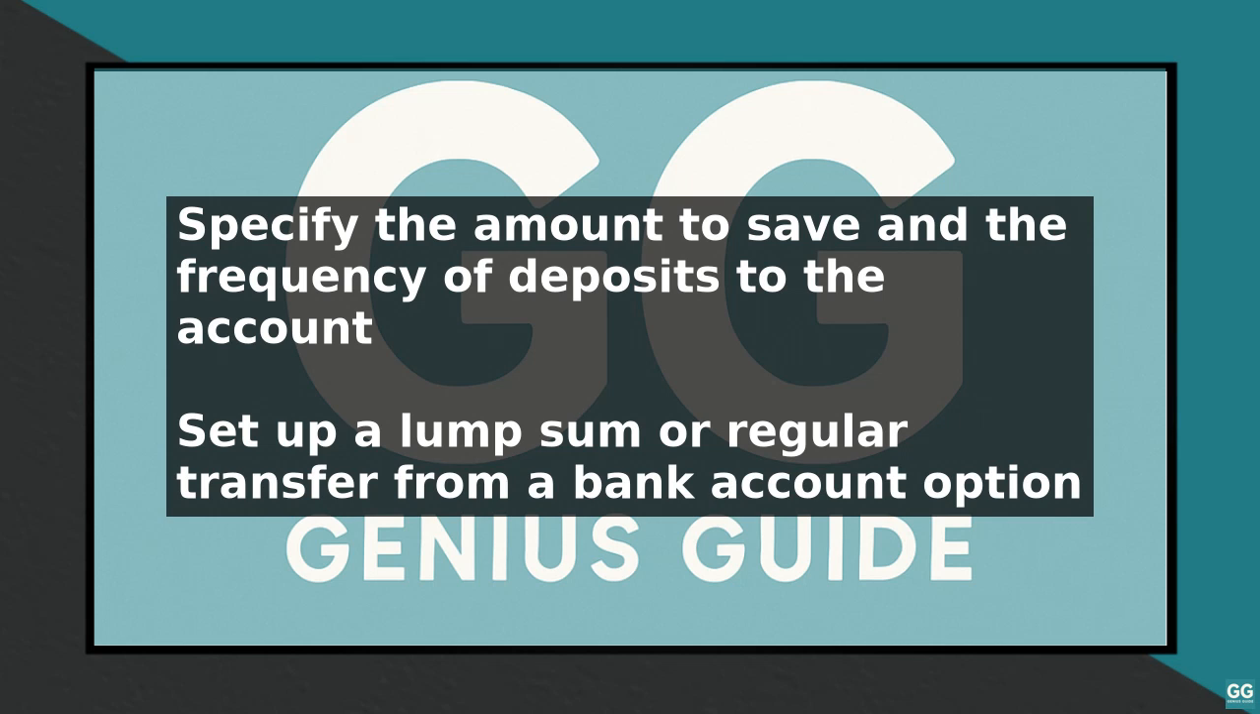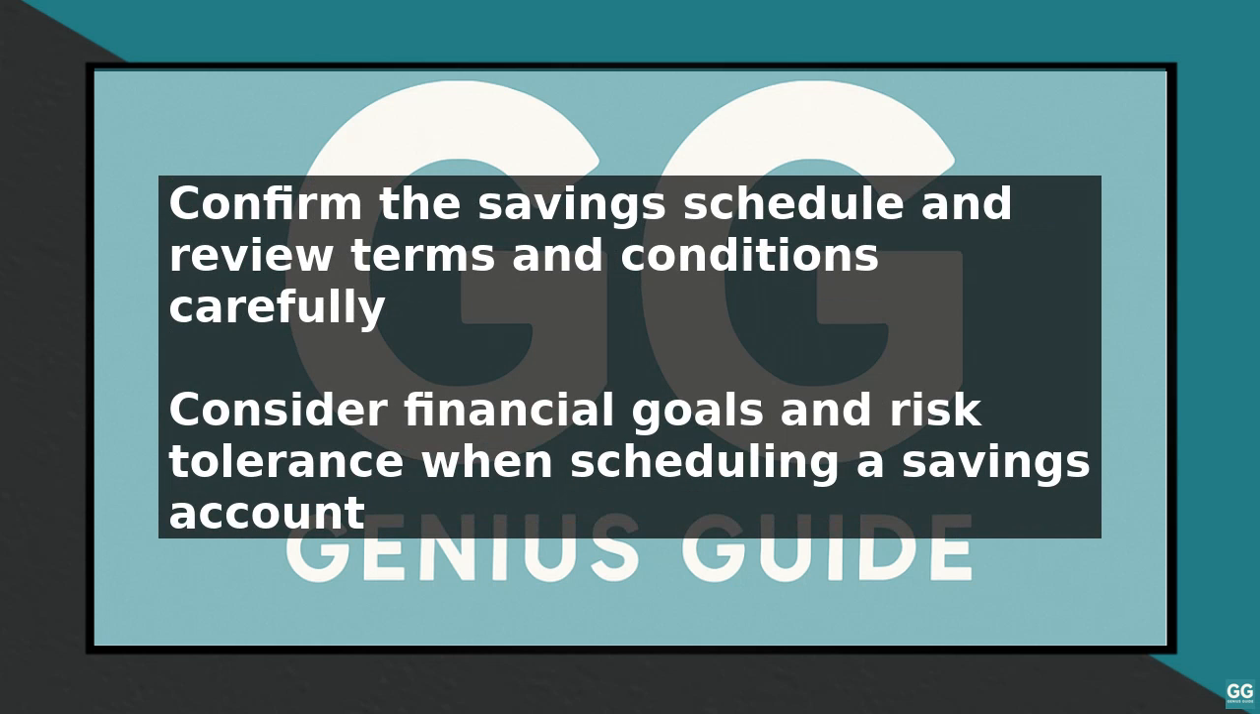Once you have specified the details of your savings account, you will need to confirm your schedule. Make sure to review the terms and conditions of your account, including the interest rate and any fees associated with the account. It is also important to consider your financial goals and risk tolerance when scheduling a Zopa savings account.